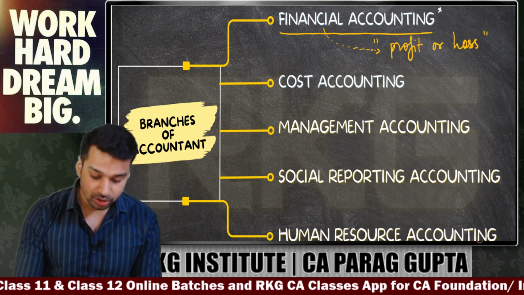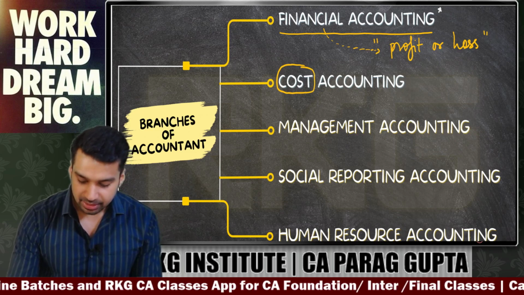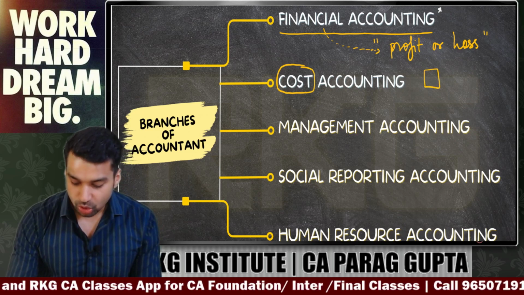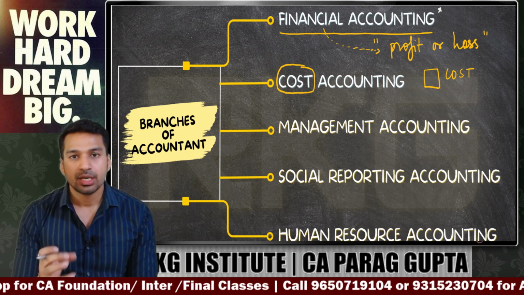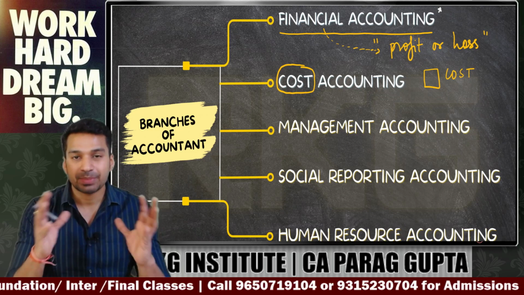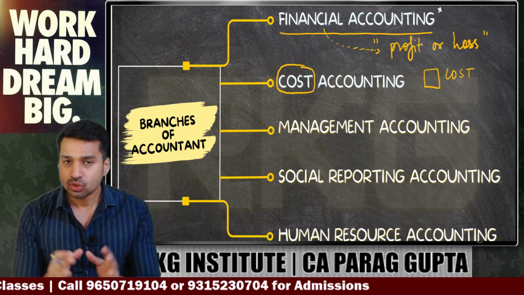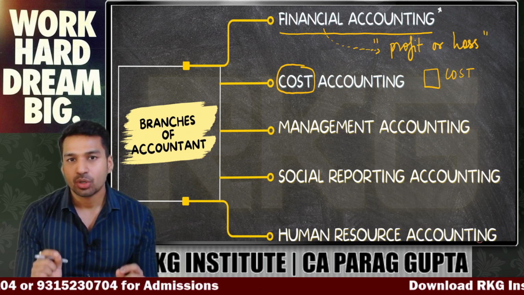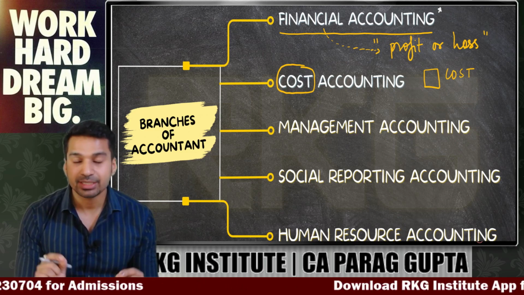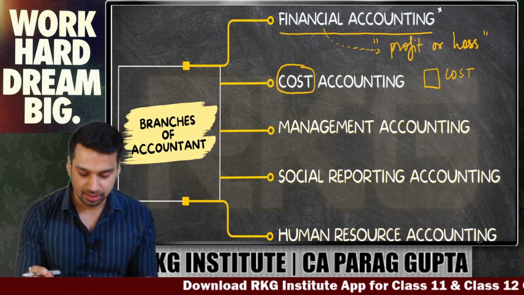Second branch is cost accounting. Now here my main concern is to identify the cost of my product. Now you must be wondering, what is the cost? Cost is basically the expenses that you have incurred in manufacturing a product. So this whole accounting basically deals with the cost of your product. So here the keyword is cost. That is why the accounting branch is known as cost accounting.